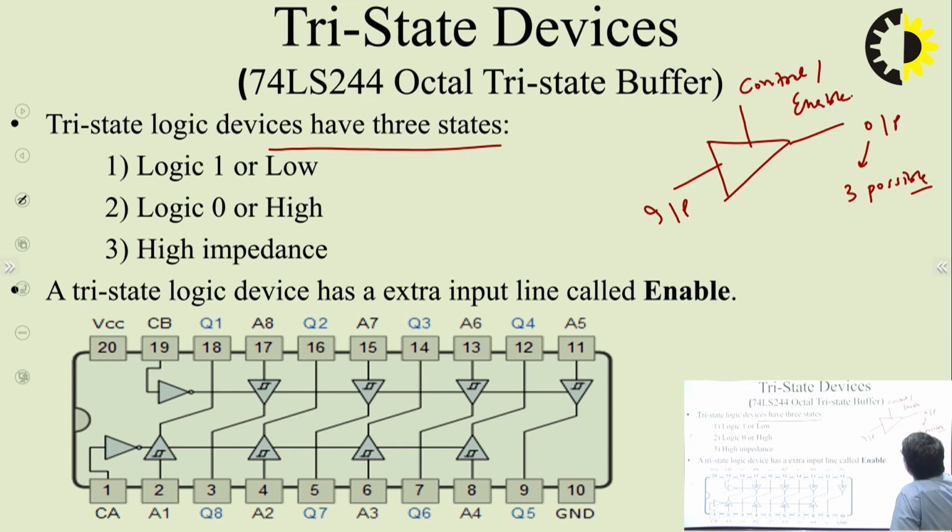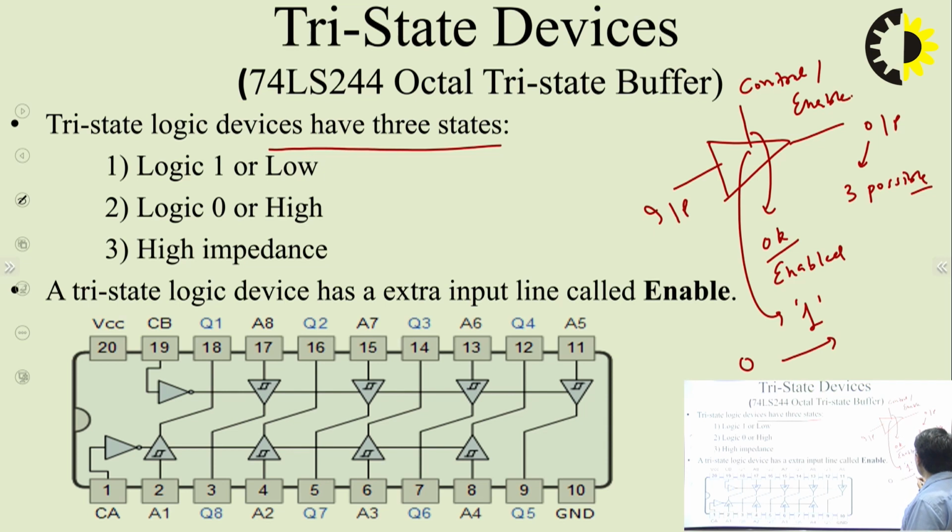One is when this control logic is enabled. It will be enabled, as we can see that here there is no bubble used. So it is enabled when it is connected with 1. So when the control logic or enable is high or 1, then the input will become output, 0 will become 0 and 1 will be transferred as it is as 1.